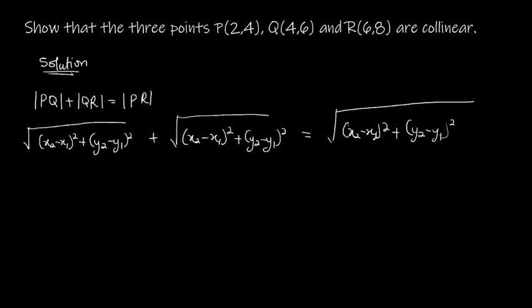Now when you're doing this, be very careful not to confuse the coordinates of your point. Alright, so let me take PQ first. Yes, P and Q. So if I do that, this becomes my x1, my y1. This becomes my x2, my y2. So this will be equal to the root of my x2, which is 4, minus my x1, which is 2, squared, plus my y2, which is 6, minus my y1, which is 4, squared.